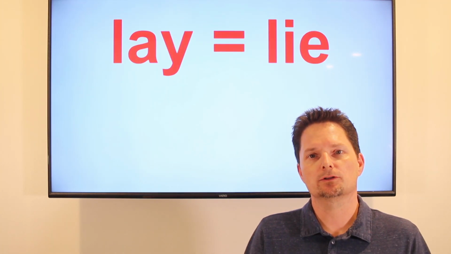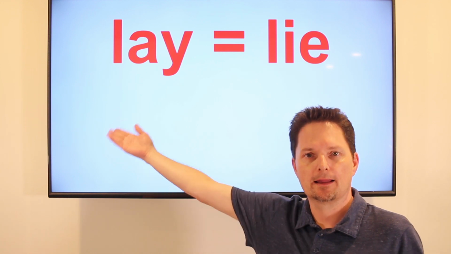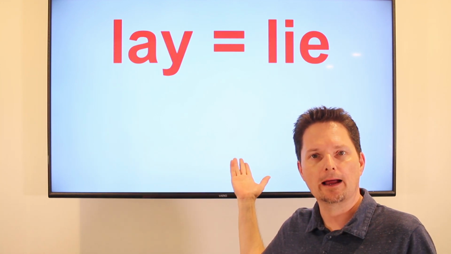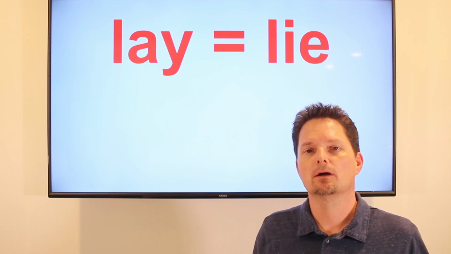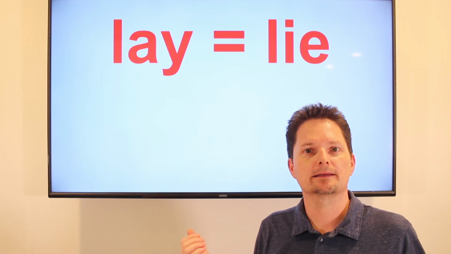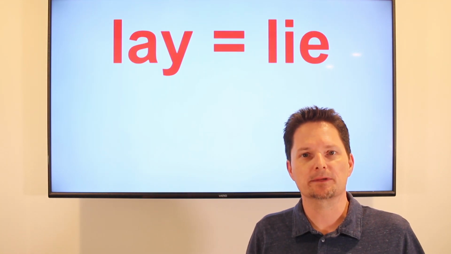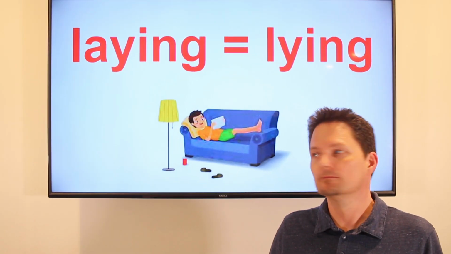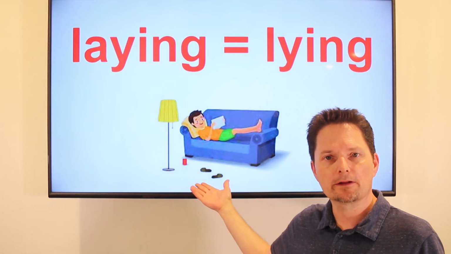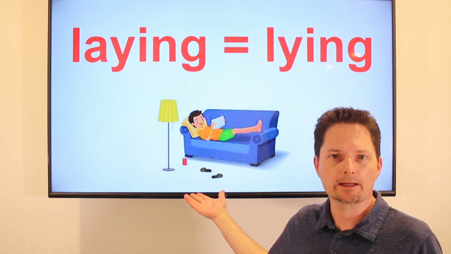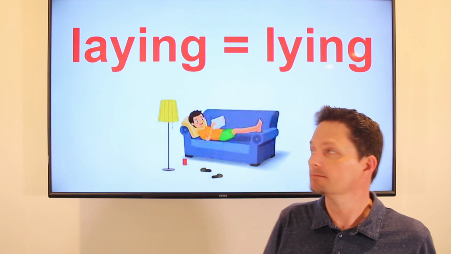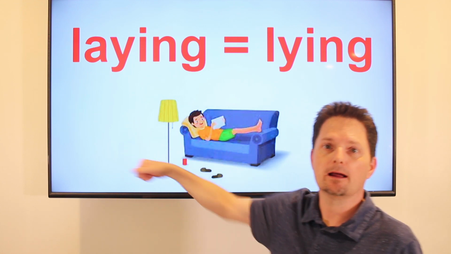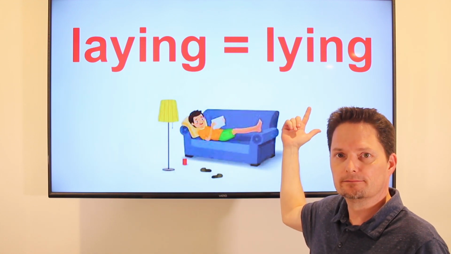Today we're talking about two confusing words, lay and lie. In modern spoken English, we use these two actions the same. Let's see some examples. He is laying on the couch, or he is lying on the couch. We use both the same. Remember pronunciation: laying and lying.